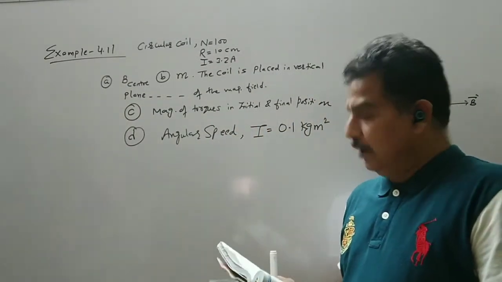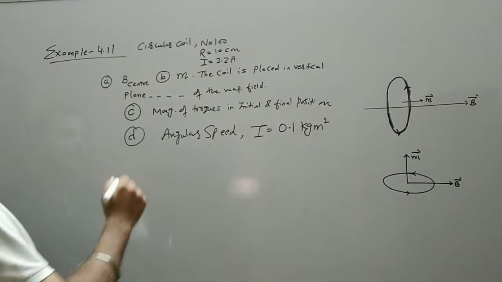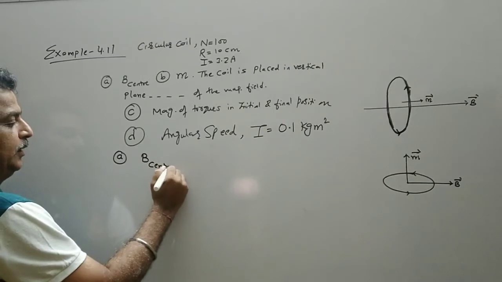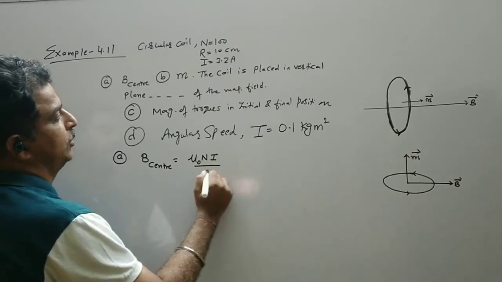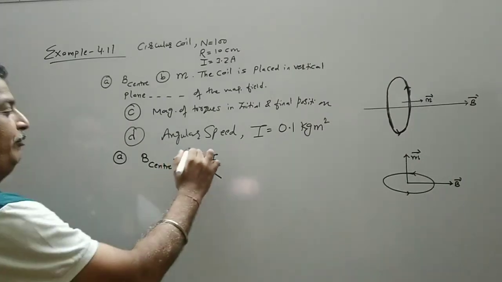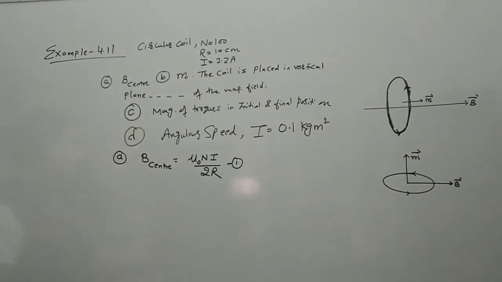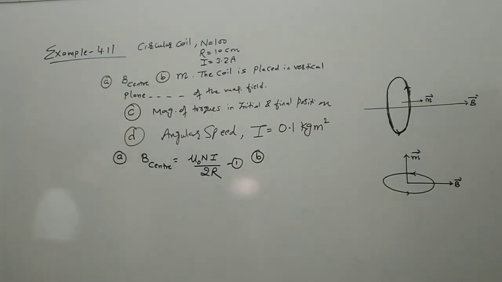The first part is, what is the field at the center? So that is a direct formula. So parts 1 and 2 are very easy. We know that B center is equal to mu naught N I, because there are N turns, upon 2R. So you know the value of mu naught, you know the value of N given, I is given, R is given. So you substitute all these values and find out the answer. So this is the magnetic field at the center. Second part, find out the magnetic dipole moment.